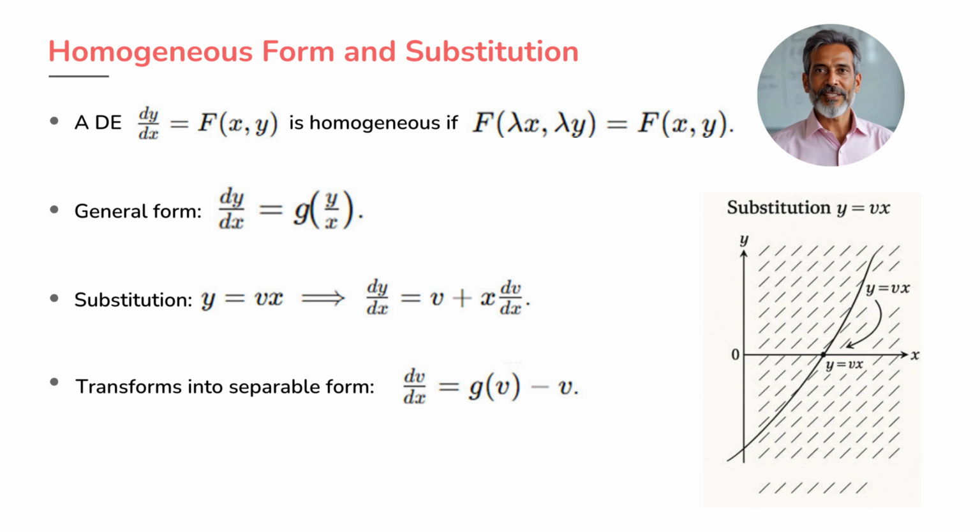Now we use a smart substitution. y equals vx, which means dy by dx equals v plus x dv by dx. This substitution transforms the equation into a separable form in terms of v and x. Then, it's business as usual. Separate, integrate, and get your solution. So, homogeneous equations are like puzzles that want you to use the hidden clue, y divided by x.